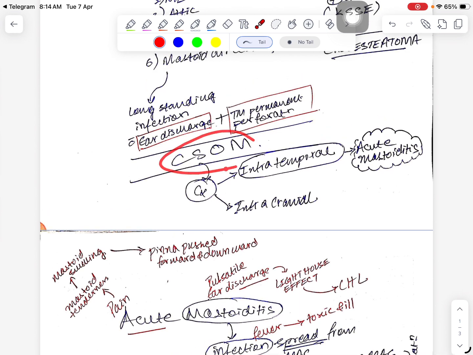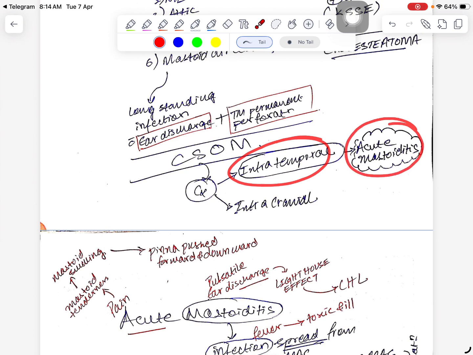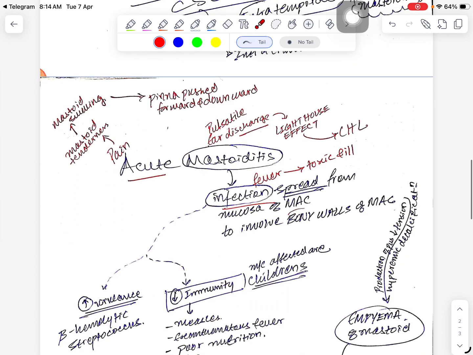The complications of CSOM are intratemporal, that is restricted to the temporal bone only, or intracranial, where the infection has gone from the temporal bone to the intracranium, that is, it has already spread. That picture is called an intracranial complication. So complications are intratemporal and intracranial. In intratemporal, we have acute mastoiditis, the hero of this picture. Now let's come to acute mastoiditis as a proper chapter.